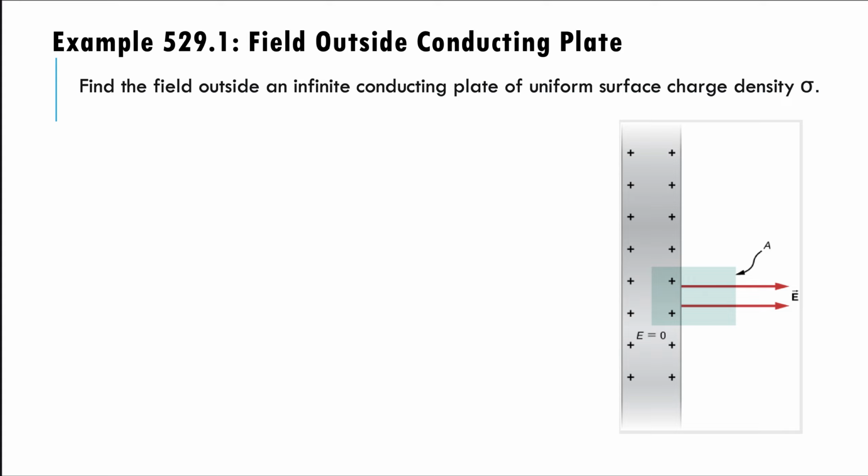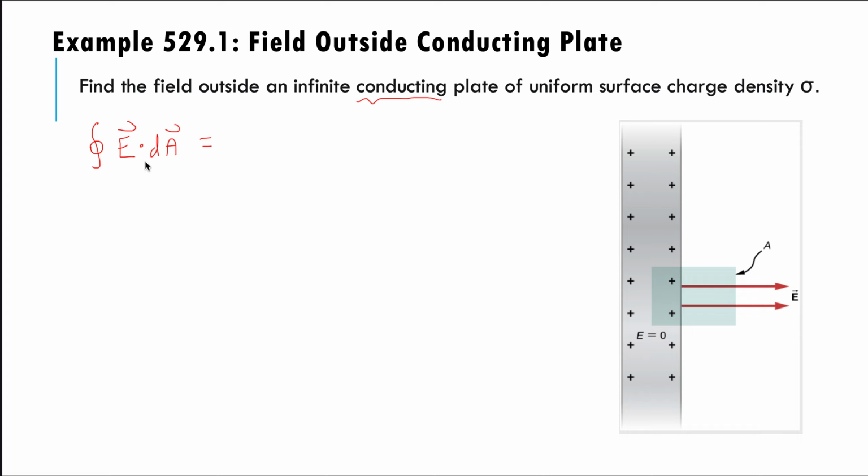Let's look at a third example here. We are finding the field outside an infinite conducting plate of uniform surface charge density sigma. Now, we did a similar problem in Chapter 6 with Gauss's law, where we found the electric field outside a non-conducting infinite plate. But this is a conducting plate, so there is going to be a very slight difference. This is a Gauss's law problem. We just weren't ready to do it in Chapter 6 because we hadn't talked about the properties of conductors yet. So that's why I'm bringing this here in this little example, but this is a very important result.